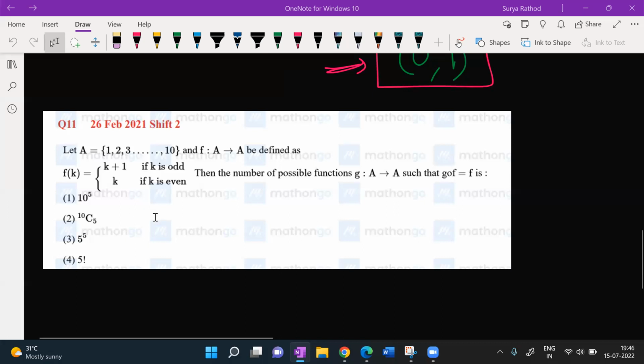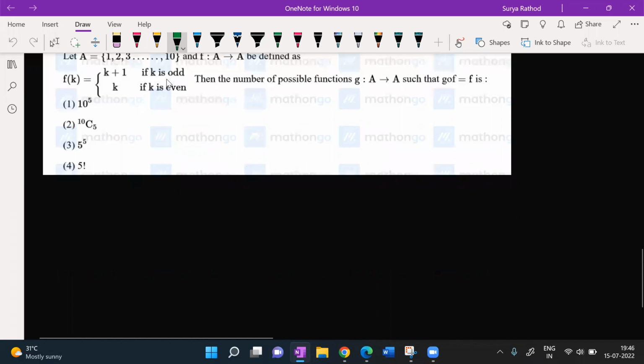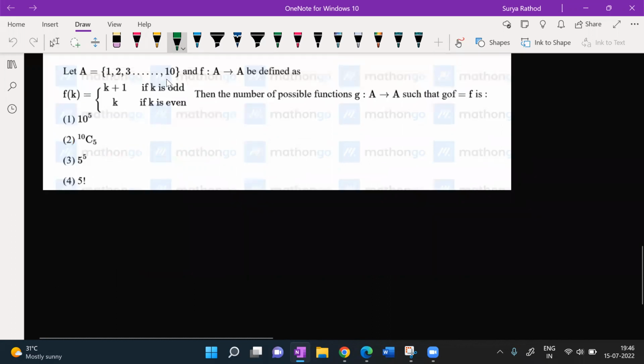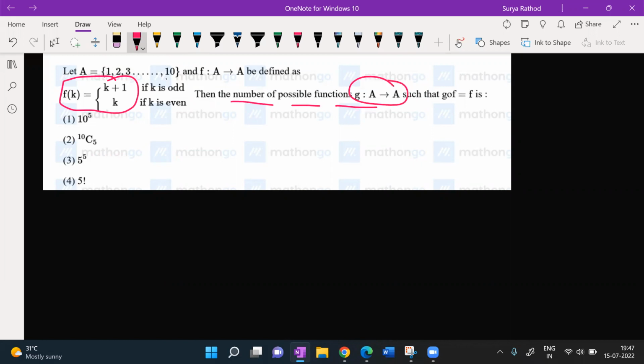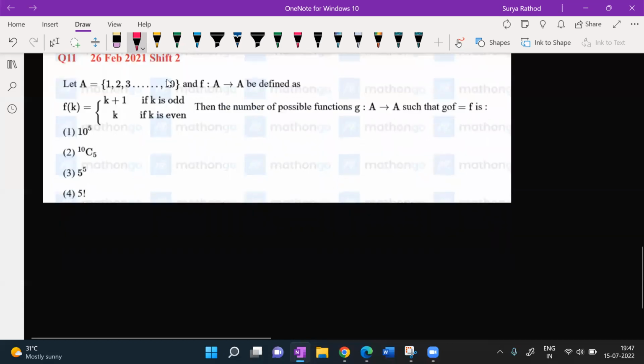Guys, what is the answer? Set A is given to you, and the function is a mapping from A to A. We defined f of k as this. Then the number of possible functions from A to A, such that g of f of x is equal to f. Make it fast. Jafar, I'm expecting an answer from your side. It's a very simple question.